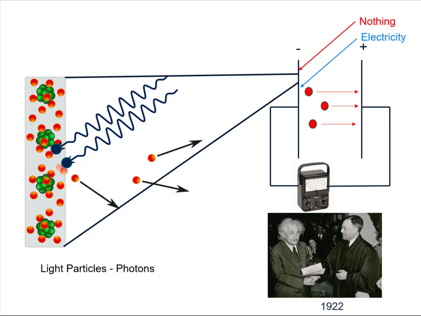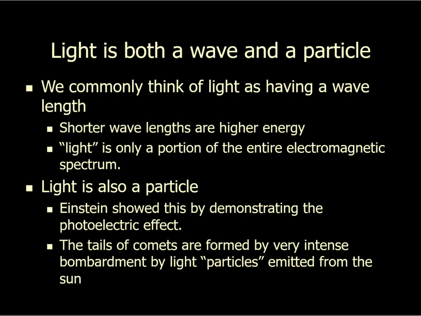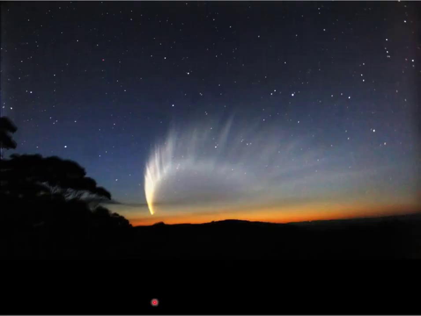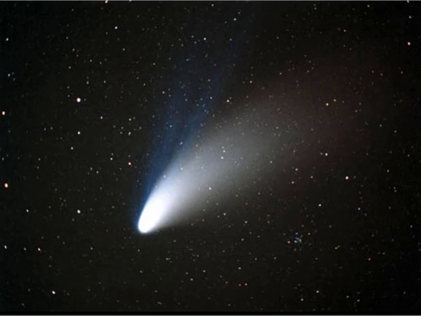There's another thing though that indicates that light is a particle, and that is comet tails. Here's a comet tail. There's a picture of a comet, really pretty. I believe that one is called McNaught. So there's that tail strung out through the night sky. Here's another one. I don't know its name, just a random comet out there in space.